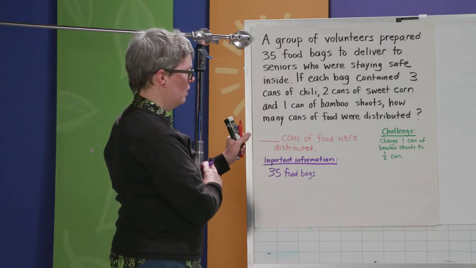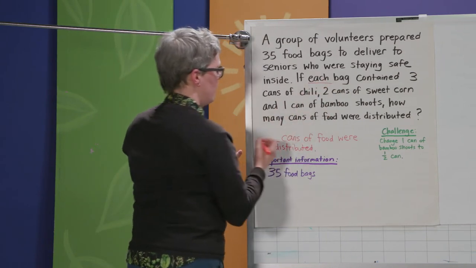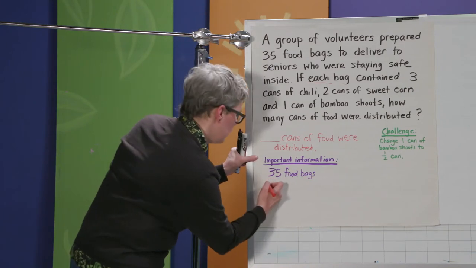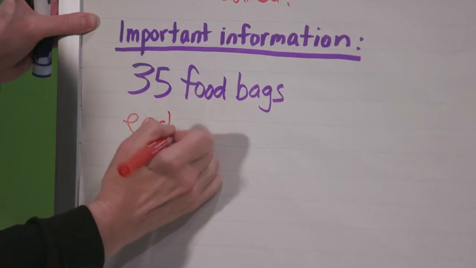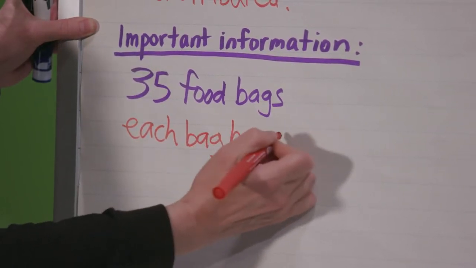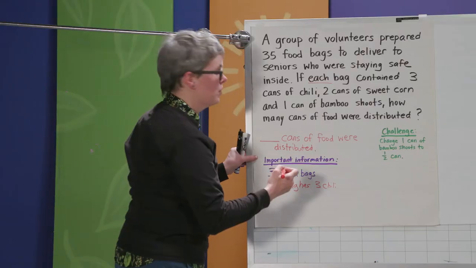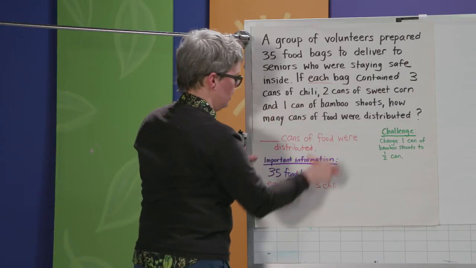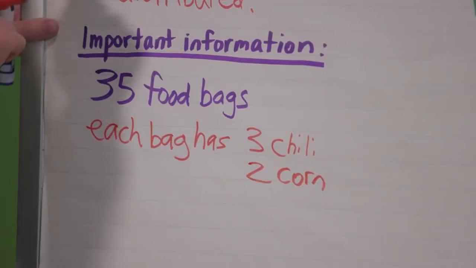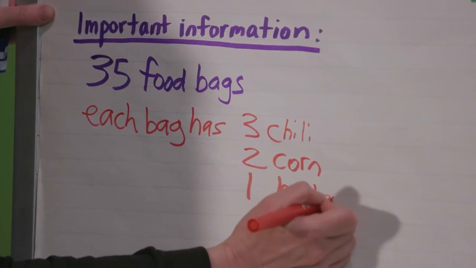Okay, so each bag, that's an important word, isn't it? Each bag, that means all the bags have the same amount. Okay, so each bag has 3 chili. Okay, mathematicians, again, we love shortcuts. I'm not gonna write cans of chili, I'm just gonna write 3 chili. 2 corn, 1 bamboo.